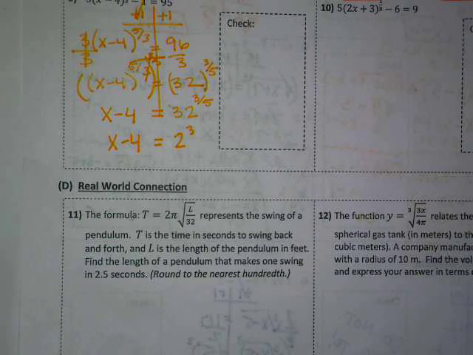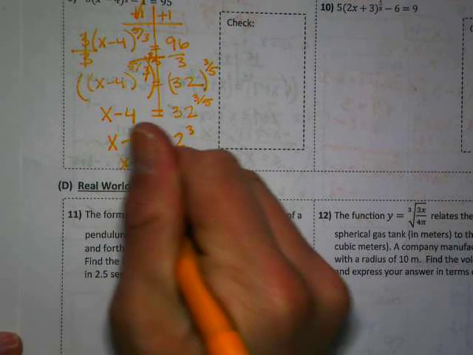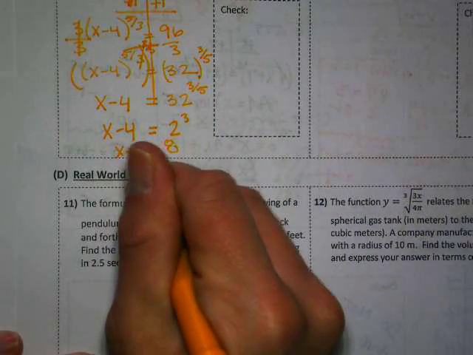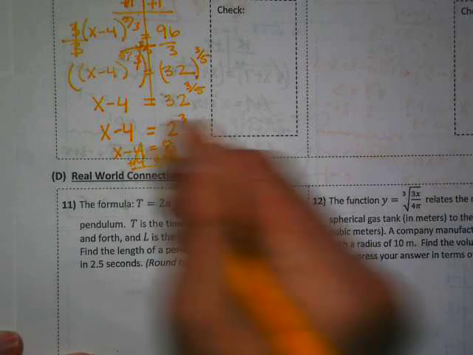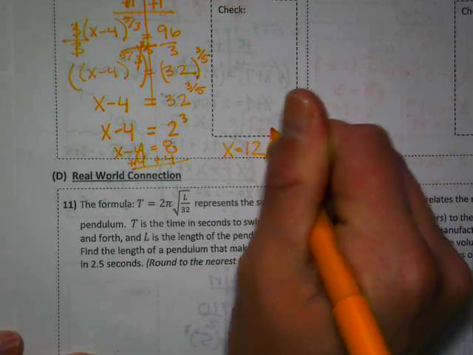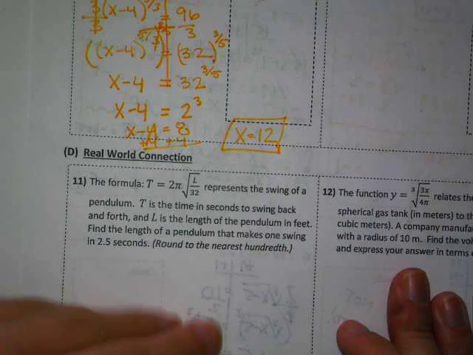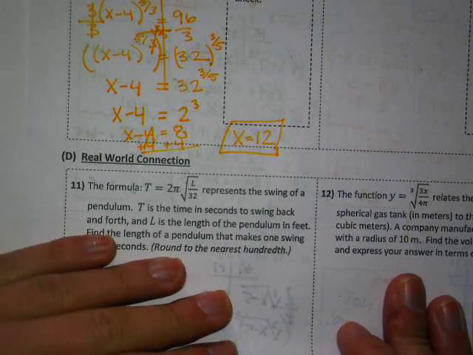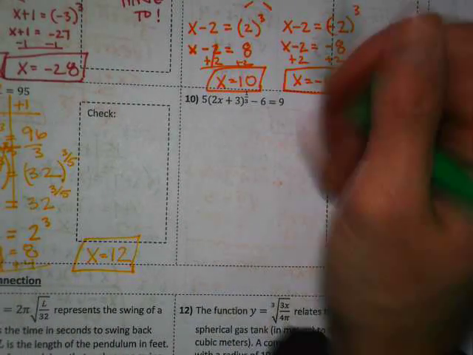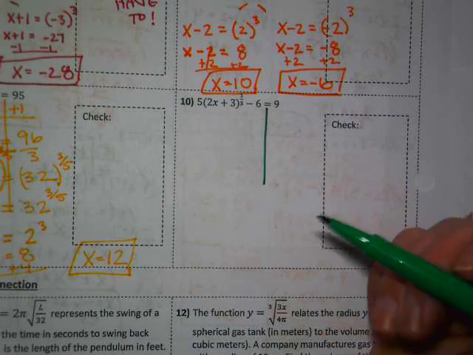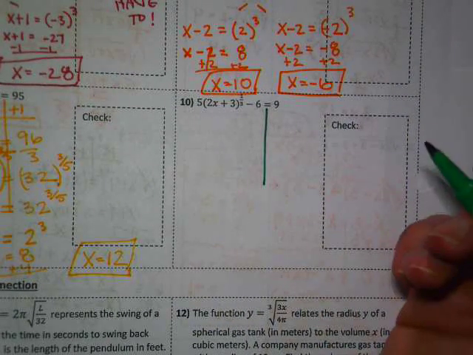What is 2 cubed? 8. And then what's the last step? Add 4. x equals 12. All right, let's do 10 real fast. I'll call on people. Emery, what's the first step? Plus 6. Very good.